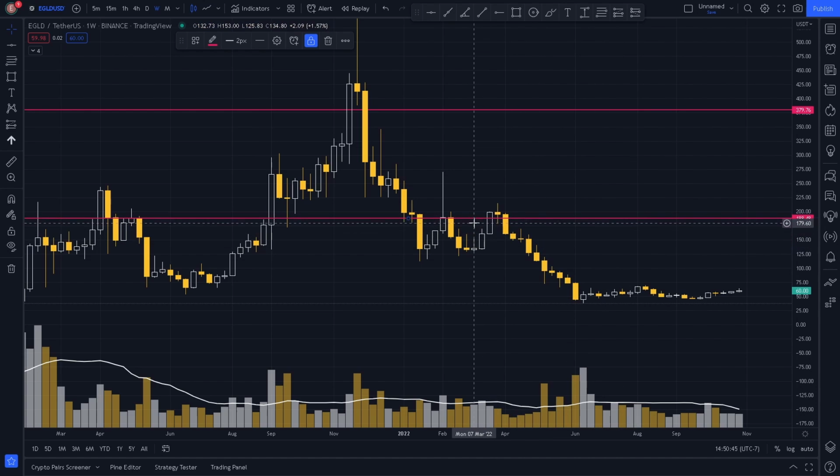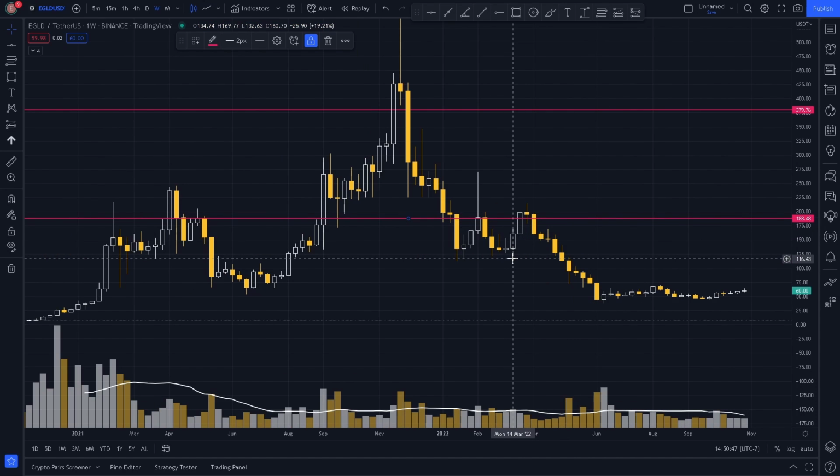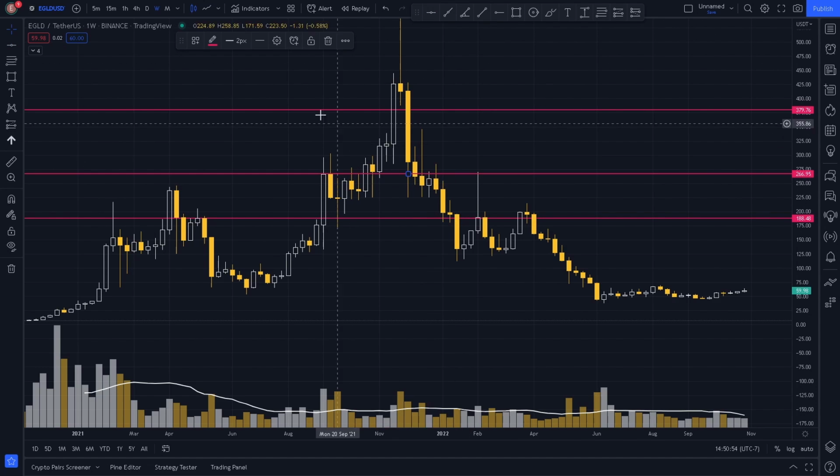Here on the weekly, what do we see? See a key level right here. So we plot it on the chart. We see multiple reactions to the level acting as resistance and support, and we also see this long wick reacting to the level.